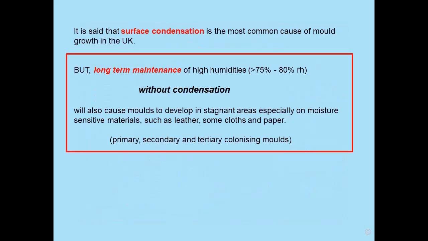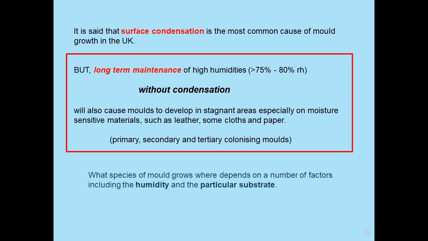It's said that surface condensation is the most common cause of mould growth in the UK, but as we'll see, long-term maintenance of high humidities, that is in excess of 75% usually, without condensation, will also cause moulds to develop in stagnant areas, especially on moisture-sensitive materials such as leather, cloths, paper, cardboard. We can group these moulds, as we'll see in a minute, into primary, secondary and tertiary colonizing moulds. What species of mould grows where depends on a number of factors, including humidity and the particular substrate.